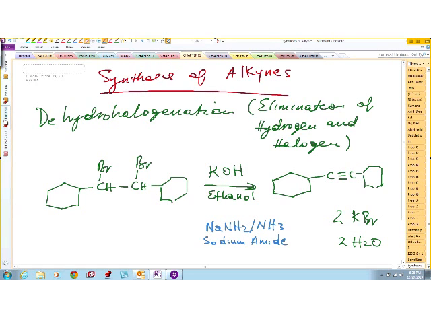Okay? The net process is the elimination of 2 bromine atoms and 2 hydrogen atoms. If you recall, we use the same process for the synthesis of alkenes. In that case, we only did 1 dehydrohalogenation. Okay? So this reagent here, that is what this will do.